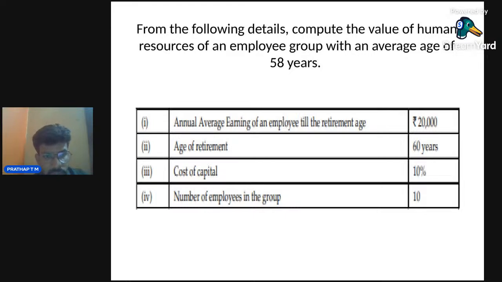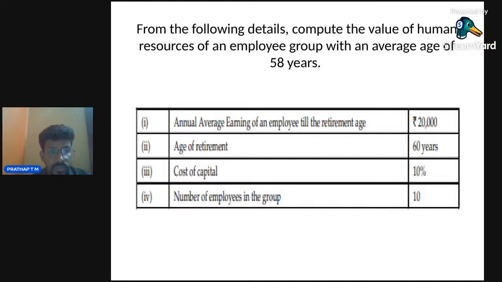Right. So here the formula is very simple. How do we have to calculate? What is the annual earnings? Annual earnings is 20,000. So annual earnings 20,000 divided by 1 plus r, that is 1 plus r, which is 10%. 1 plus r means 1 plus 0.10. Here we should be very careful.